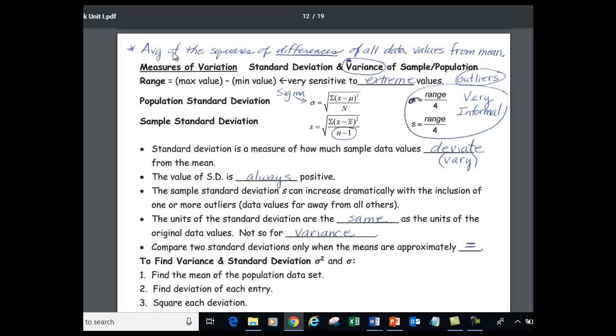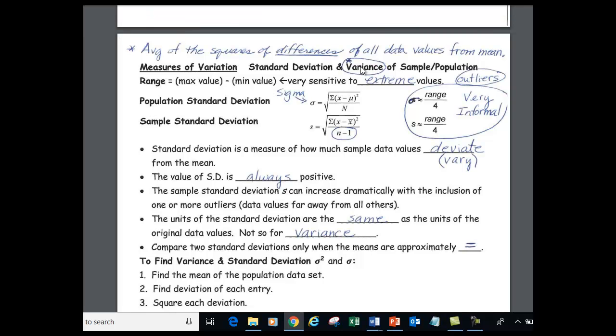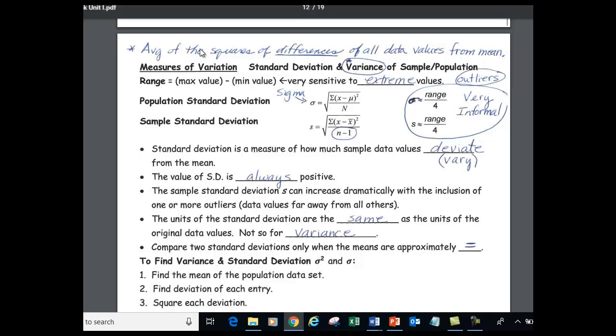A student asked, what did I mean by this above, the average of the squares of differences of all data values from the mean? That is just a verbal definition for variance. Students have a hard time wrapping their head around variance, and I don't think you should have to worry about wrapping your head around it, because we are not going to deal with variance a whole lot until well into our second half of the term. But this is just a verbal definition.